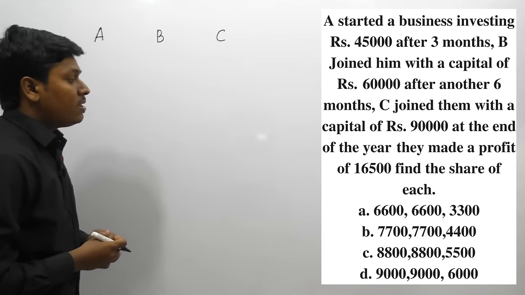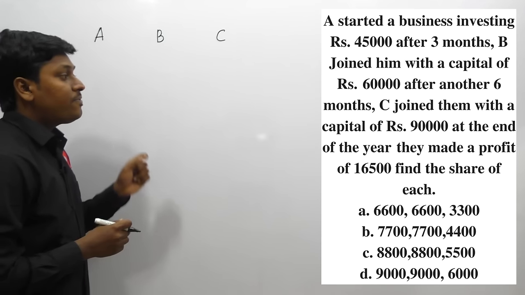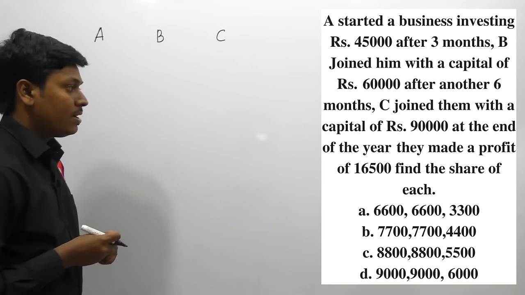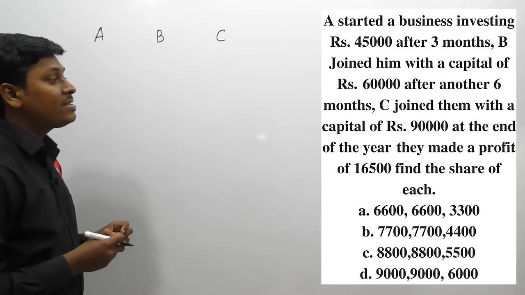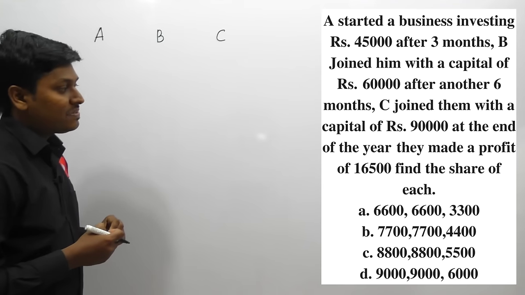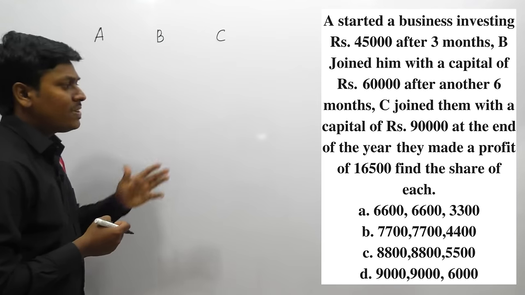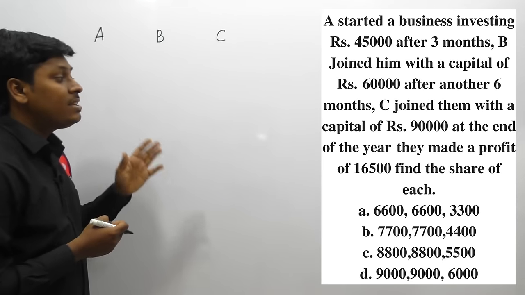Question number 5. So A started a business investing rupees 45,000. After 3 months, B joined him with the capital of rupees 60,000. After another 6 months, C joined them with the capital of rupees 90,000. At the end of the year, they made a profit of rupees 16,500. So friends, they have calculated the profit for 1 year, right? That is for 12 months, that is 16,500.